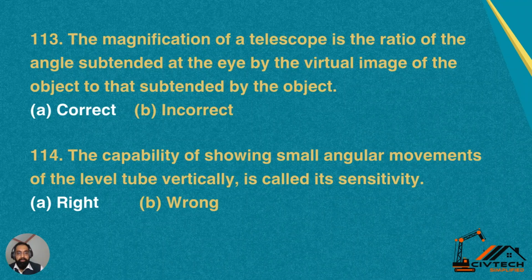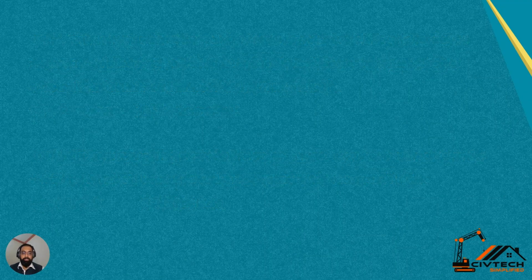113. The magnification of a telescope is the ratio of angle subtended at the eye by the visual length of the object to that subtended by the object. Option A correct, option B is incorrect. So yes, this statement is correct, so A is the correct answer for this question. Question number 114. The capacity of showing small angular movements of the level tube vertically is called its sensitivity. Option A is right and option B is wrong. So the capability of showing small angular movements of the level tube in a vertical direction is called its sensitivity. So A is the correct option, which is right.